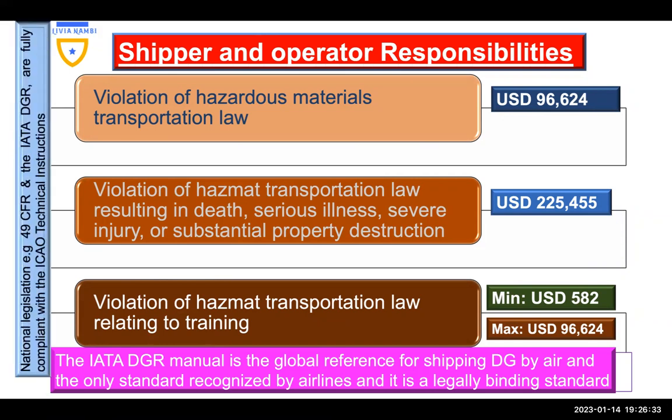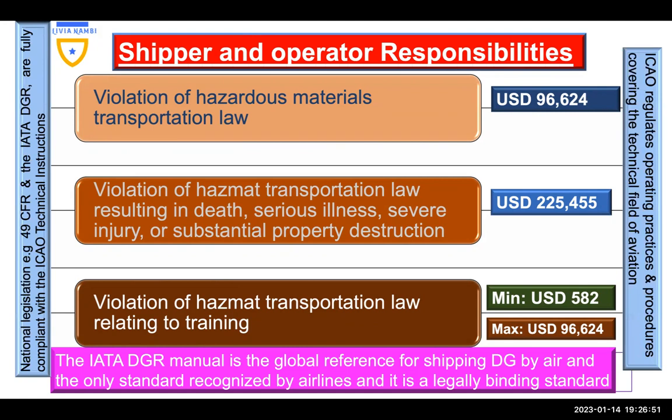You should also be reminded that the national legislation, for example, 49 CFR, and the Global Field Manual, which is the IATA DGR, are fully compliant with the ICAO technical instructions. ICAO in full is the International Civil Aviation Organization, and it regulates operating practices and procedures covering the technical field of aviation.